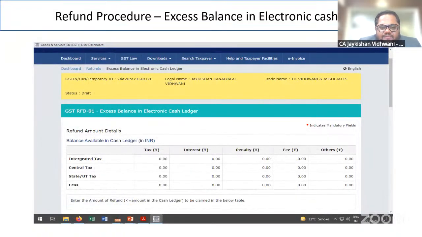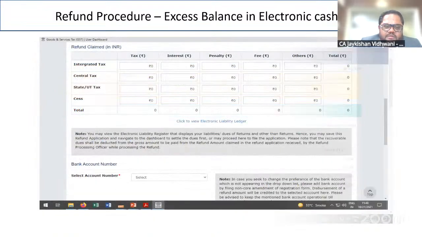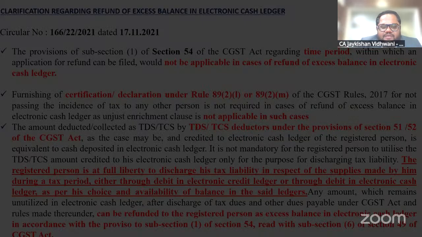Secondly, it would be visible what is the balance that is available. You can claim only the available balance, that is, as on the date of claiming the refund application, as refund. After that, maximum available will be shown. The amount you want to claim as refund, you have to select, and the bank account in which you want the refund.